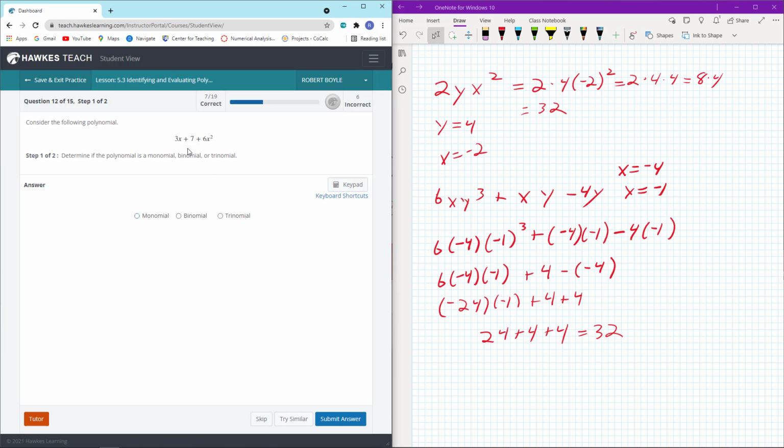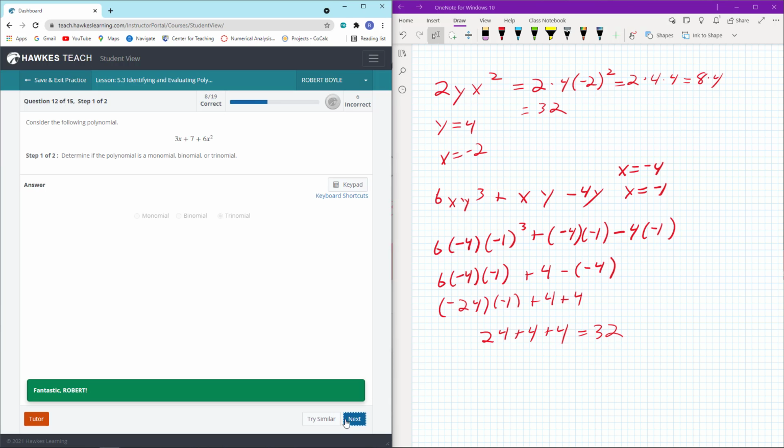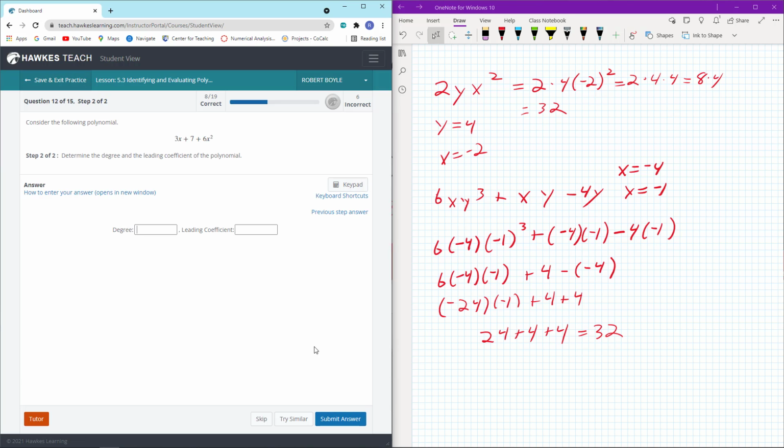And now let's take a look at this one. Here we have 1, 2, 3 terms. As a consequence, this is a trinomial. Now notice here that this term has degree 1, this term has degree 0, this term has degree 2. So this is the term with the highest degree, and the degree of this term is 2, so we'll put a 2 here. And the coefficient in this term is a 6, so the leading coefficient is going to be 6.